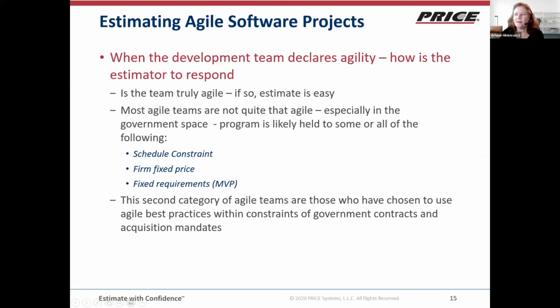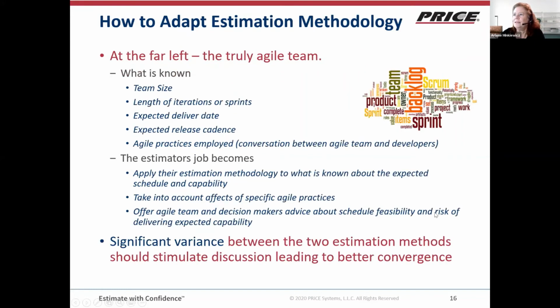So the second category of Agile teams are those who have chosen to apply Agile best practices, but they're doing it within some set of constraints, either of a government contract or other acquisition mandates. So saying that the project team is Agile doesn't exactly tell you how much it's going to cost and how long it's going to take.